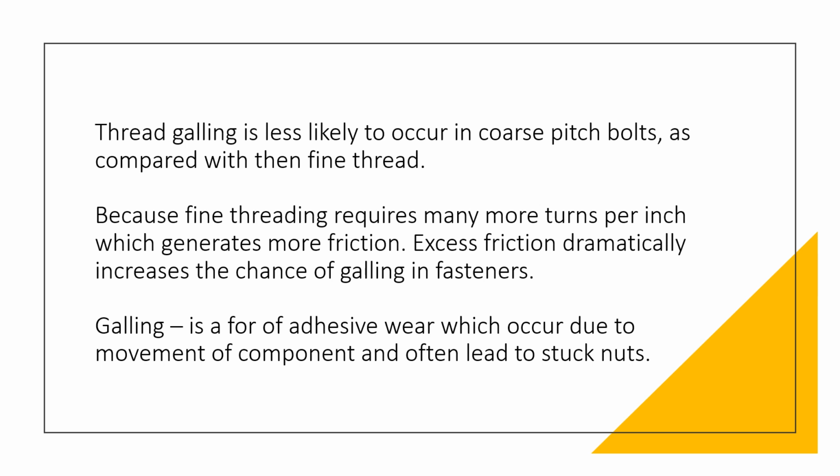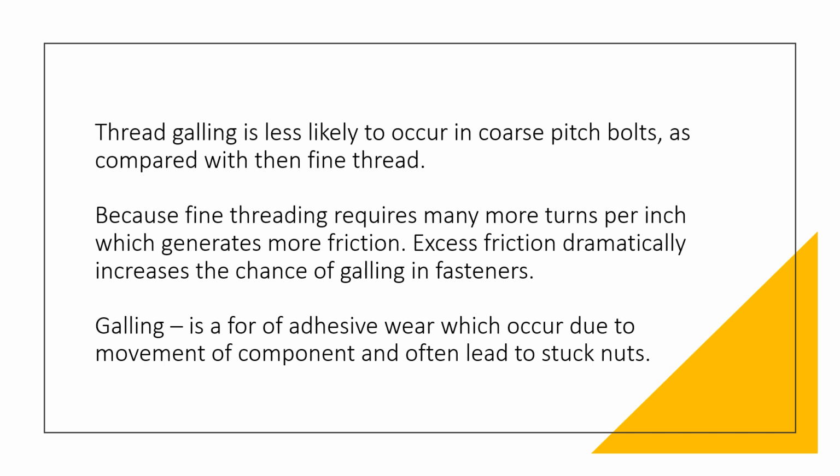So what is galling? Galling is an adhesive wear which occurs due to movement of components and often leads to stuck nuts. If a nut is screwed up over the bolt, sometimes what happens? The adhesive wear. Adhesive wear means it sticks. When you rotate the nut over the bolt, sometimes it sticks, but this happens more in fine grades compared to the coarse grade. So that is called thread galling. Sticking of the bolt due to adhesive wear is called galling.